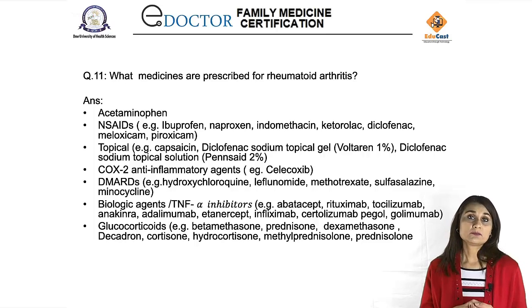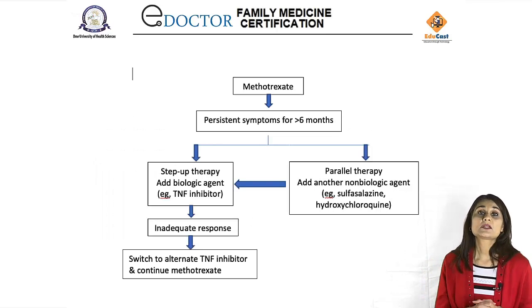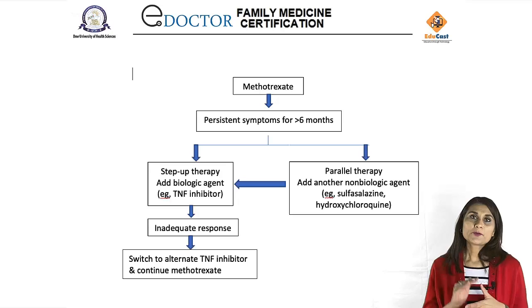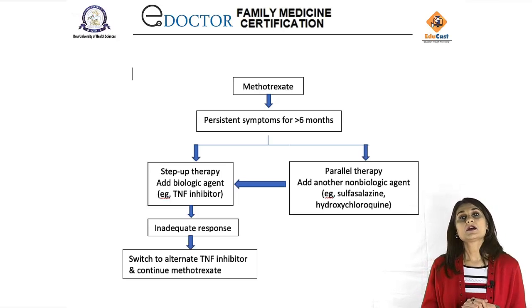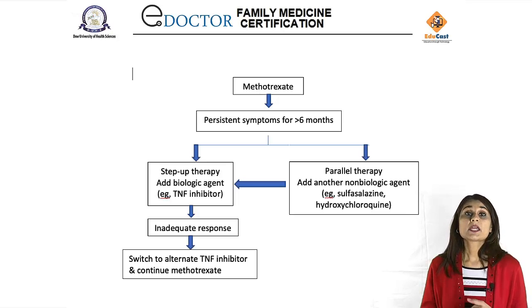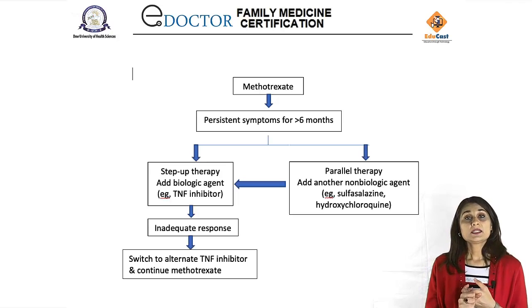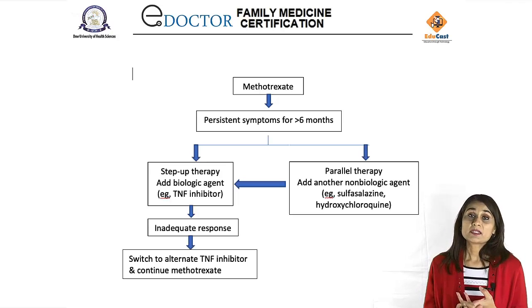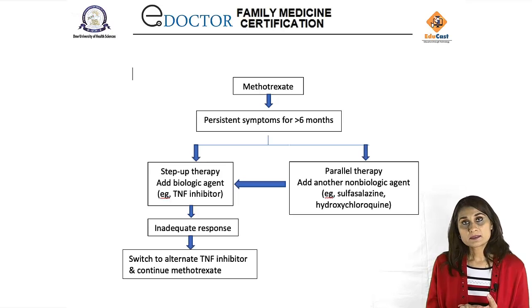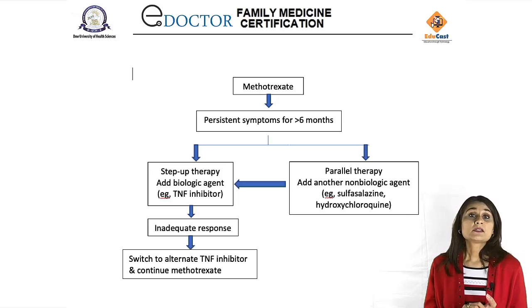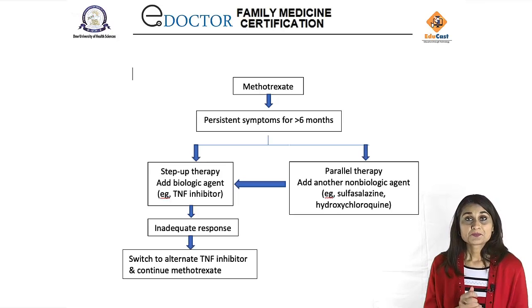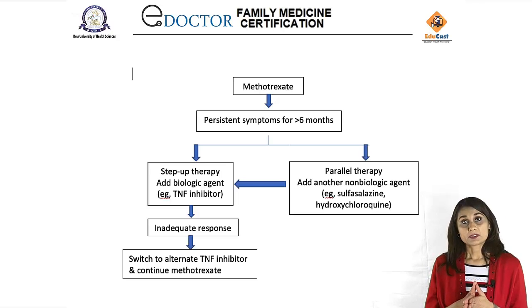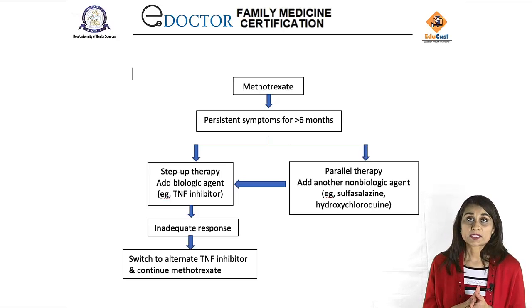The preferred DMARD we have is methotrexate. But before we start it, we have some conditions where we need to be very careful, and we are not going to give it to the patient. So the following are contraindicated for methotrexate: a pregnant lady or a woman planning to get pregnant, a patient with liver disease, a patient with renal insufficiency, or a patient who has an excessive amount of alcohol intake. These are some contraindications for methotrexate.